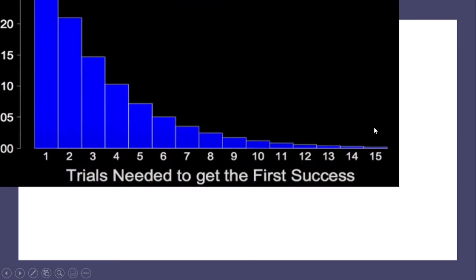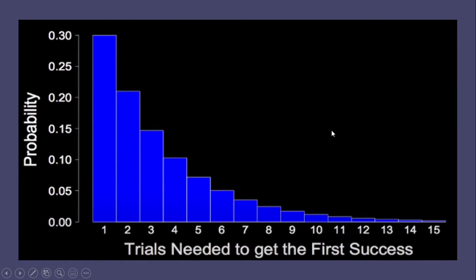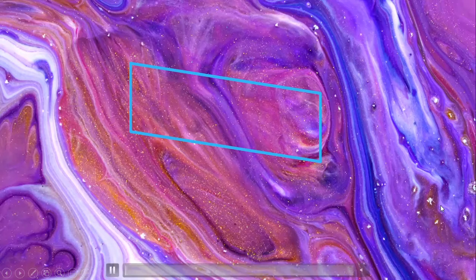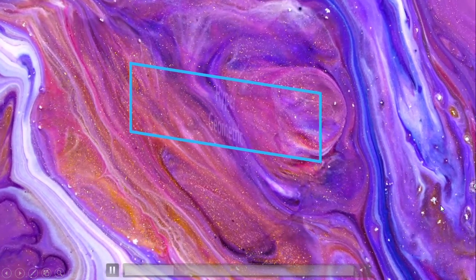That's all. And before jumping to the next one, we have to see that the distribution is always like this. The first value is the most likely one, and it keeps decreasing after that. That's the most unique thing about the geometric distribution. And the next one, I would like to explain to you about the hypergeometric.